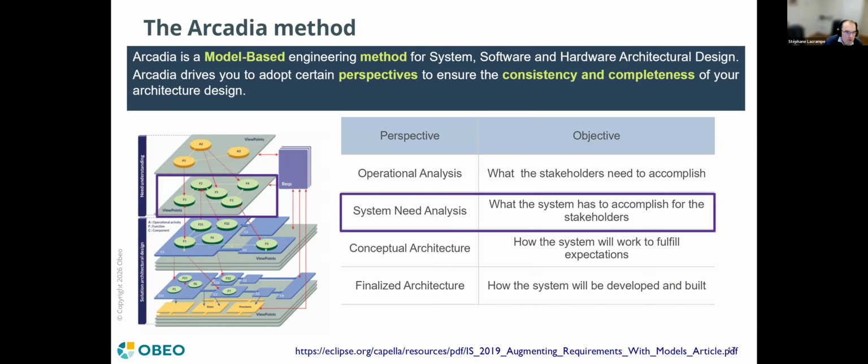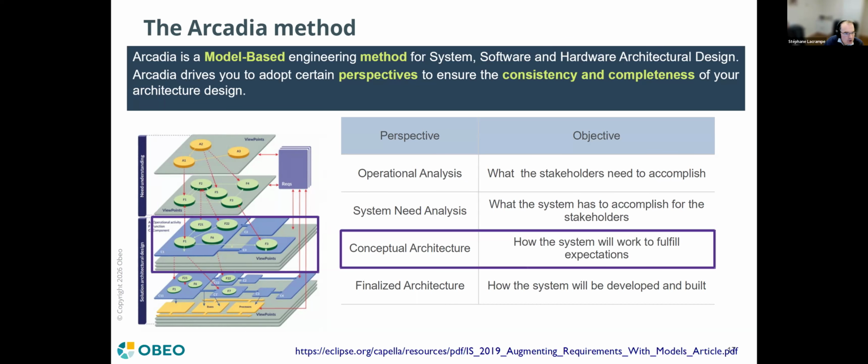And so those two first engineering perspectives, the operational analysis and the system need analysis, are very often used in conjunction and as a support for discussion with the stakeholders and the customers. So really focused on modeling the need. The next engineering perspective is called the conceptual architecture, or we call it also the logical architecture. And so here we are not modeling the need anymore. We are building a model that is going to answer the question how the system will work to fulfill the need, to fulfill the expectations.